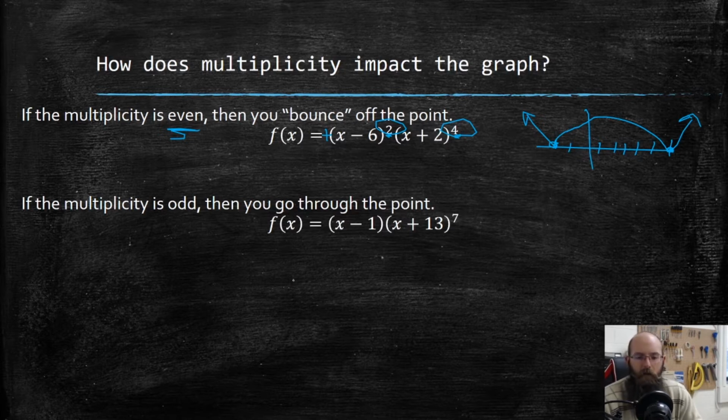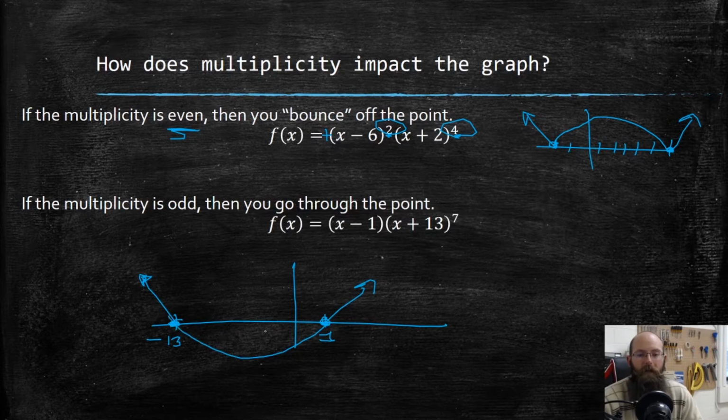And down here, these are both odd multiplicities. So I've got a 1, and then over here a negative 13. Actually, sorry, in total it's an even degree, right? 7 on this x and a 1 on this x. So that means both sides are going in the same direction, and both sides are going to be going up because my leading coefficient is also positive. But I go through both of these points, so it's going to look something more like this.